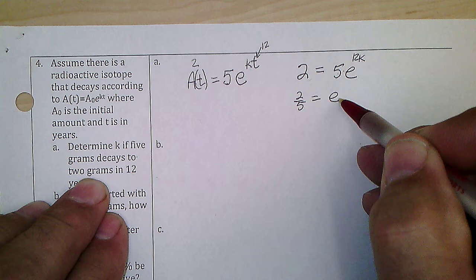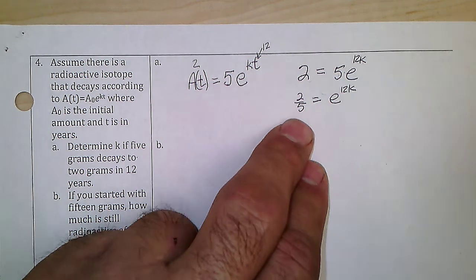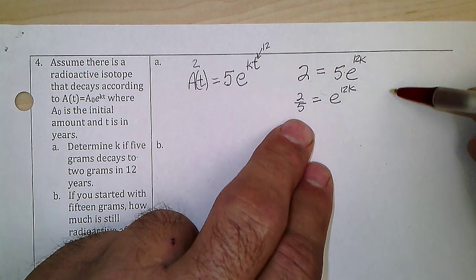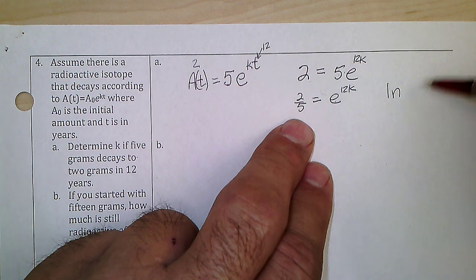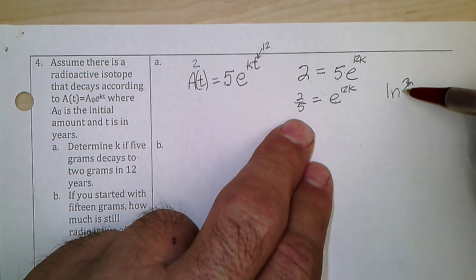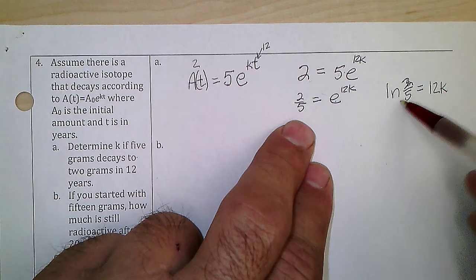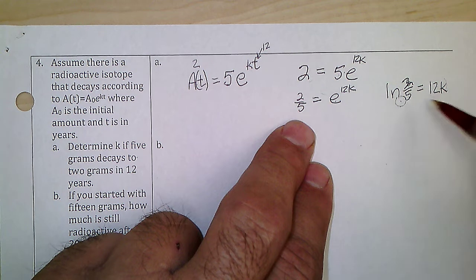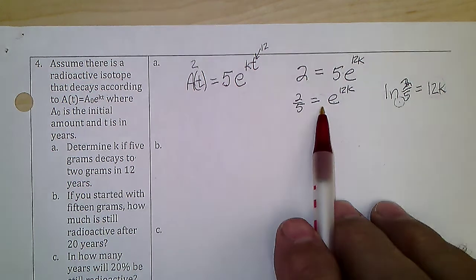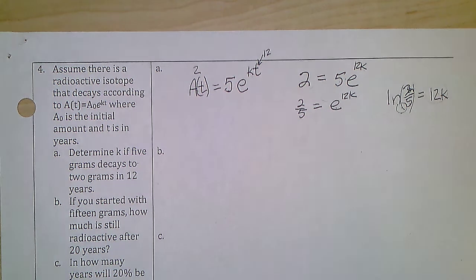equals e to the 12k, and since I need the power, I'm going to rewrite this as a log. So this says the base is e, so it's going to be ln of 2/5 equals 12k. e to the 12k is 2/5. So always the base to this power is this. The power's over here. So that matches this. And I can find the ln of 2/5.